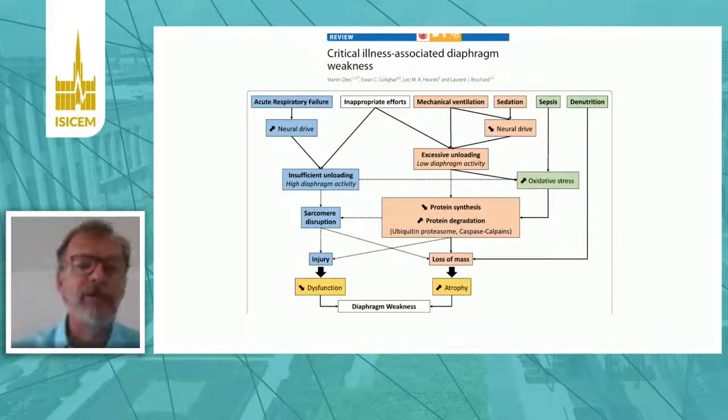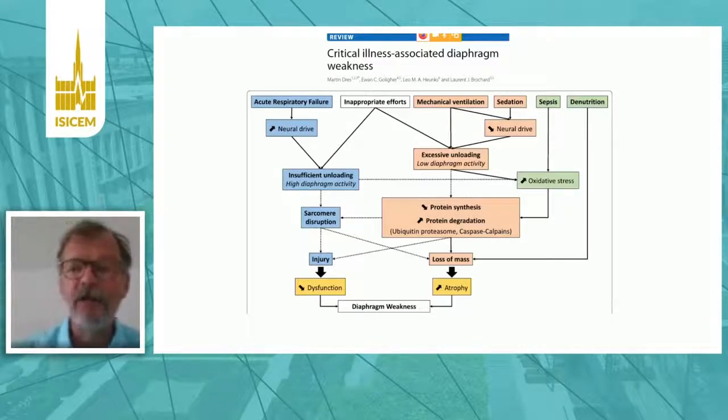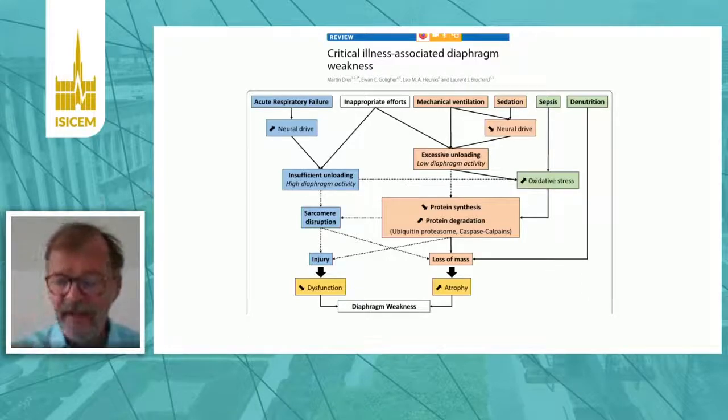There are reasons related to the respiratory failure itself, to the presence of inappropriate effort, either too low or too high, which can be induced by mechanical ventilation and sedation, or by itself, sepsis can induce injury to the muscle, and the malnutrition which often occurs in the ICU. So to try to prevent this very high incidence of diaphragm weakness, maybe targeting a normal level of effort under assisted ventilation may be important.